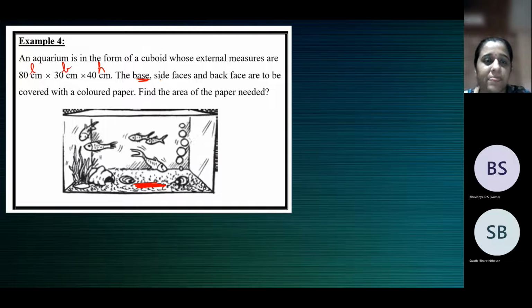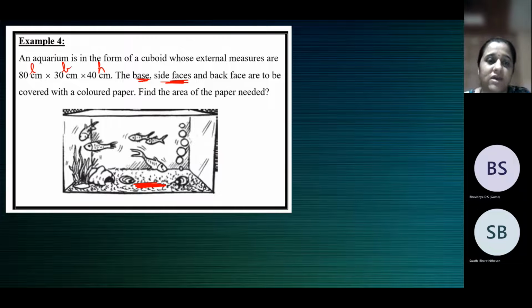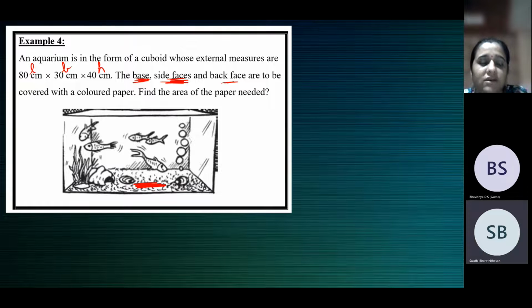So the base, the side faces. How many side faces, children? Two side faces. The bottom is one surface. The two side faces and the back face are to be covered with colored paper. So now which ones are left out? The front face and the top face. Yeah, the front face and the top face.